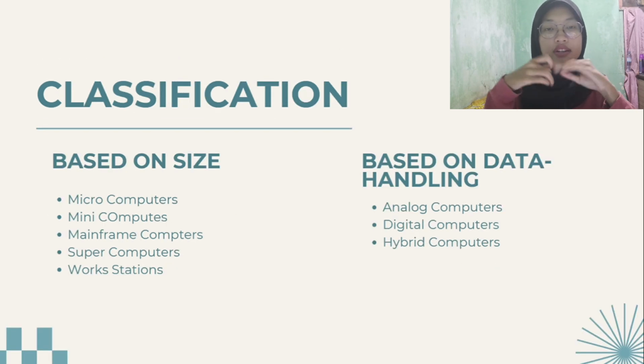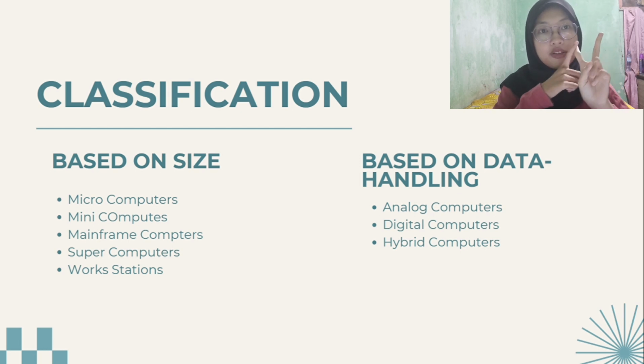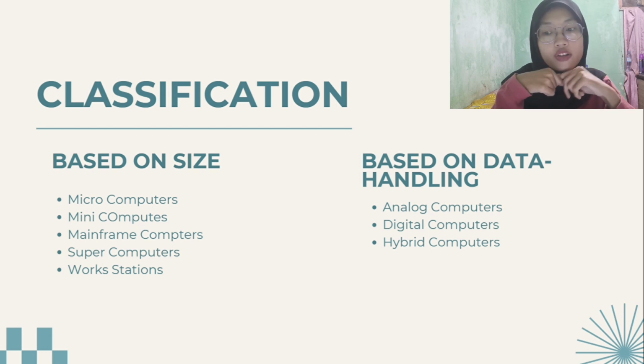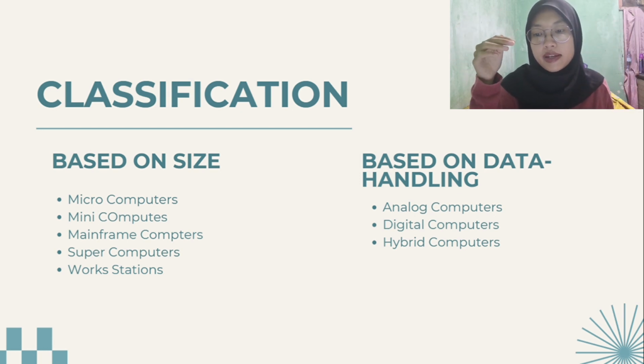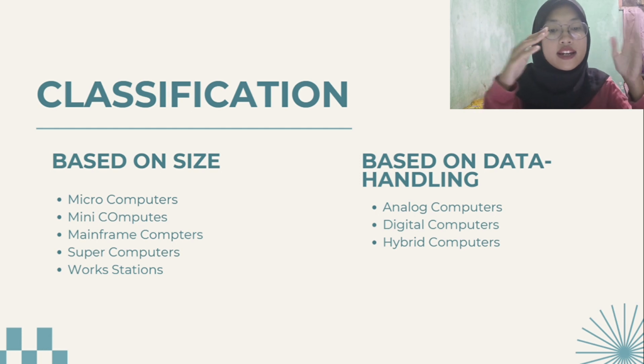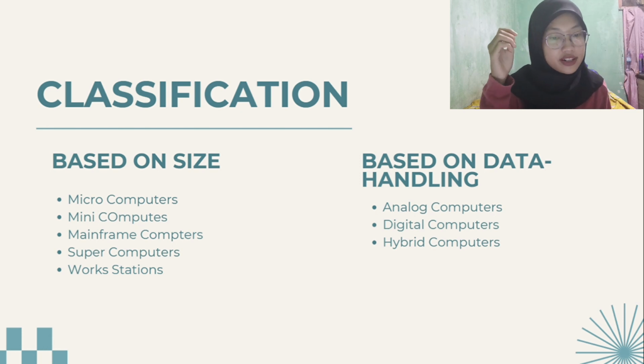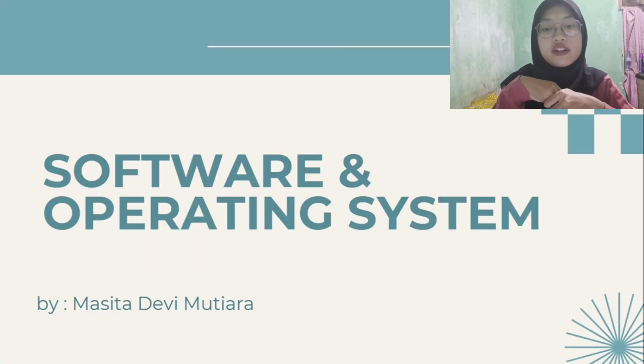There's also the classification of computers. There are two classifications. The first one is based on size, and the second is based on data handling. Examples of classification based on size are microcomputers, minicomputers, mainframe computers, supercomputers, and workstations. And examples based on data handling are analog computers, digital computers, and hybrid computers. Next, we're going to talk about software and operating systems.